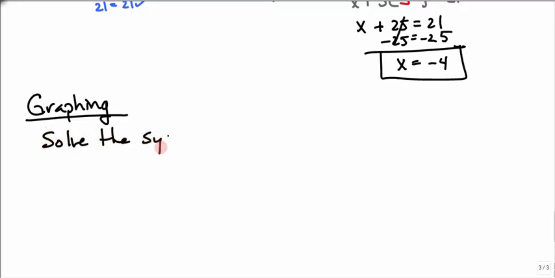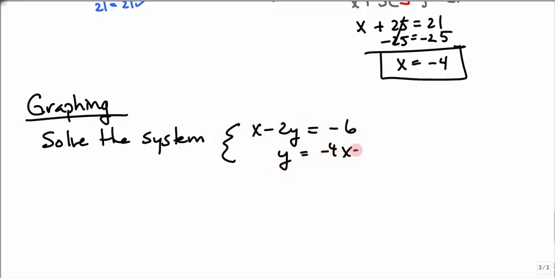So let's go ahead and solve this system. x minus 2y equals negative 6, and y equals negative 4x plus 12. Now if you're going to use elimination, you need to make sure all the x's and y's are on the left and constants are on the right. Now this one looks like, to me, it's better set up to use substitution. Just pop that y back in there. But I want to use graphing.